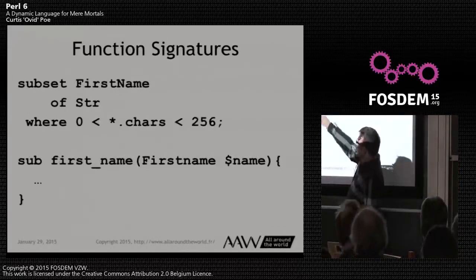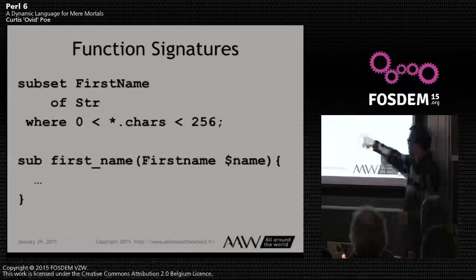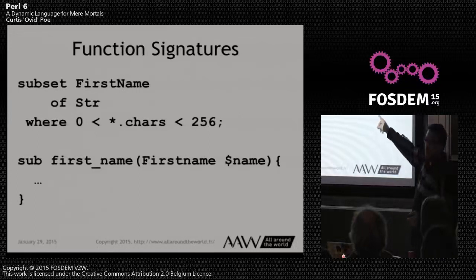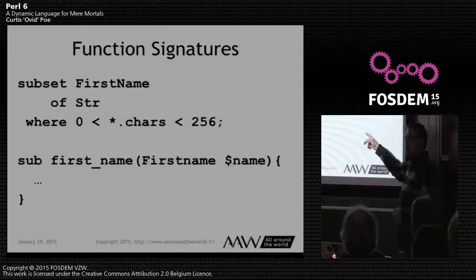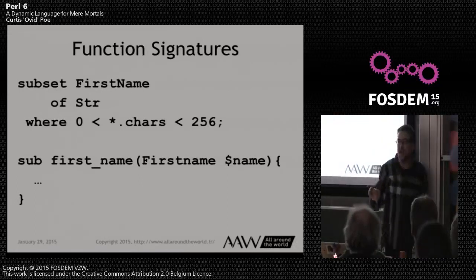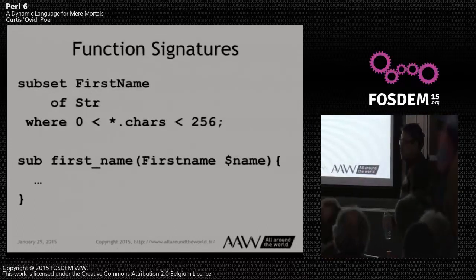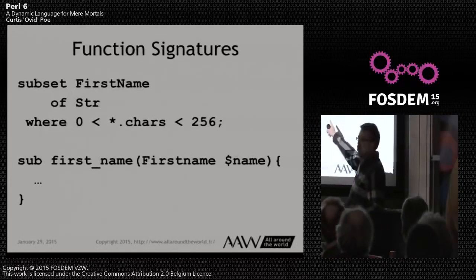But I like this one, subset first name of string where 0 is less than whatever we got, chars, less than 256, sub first name, blah. That, I suspect, will be very popular in ORMs, where you need to map your types directly to the constraints the database will allow. So if you have MySQL and you're not in strict mode or better, and it has this nasty habit of truncating your data, don't worry, Perl 6 will protect you.